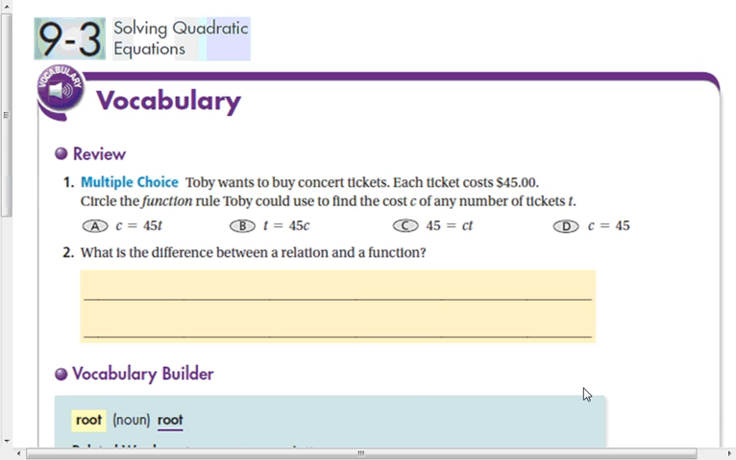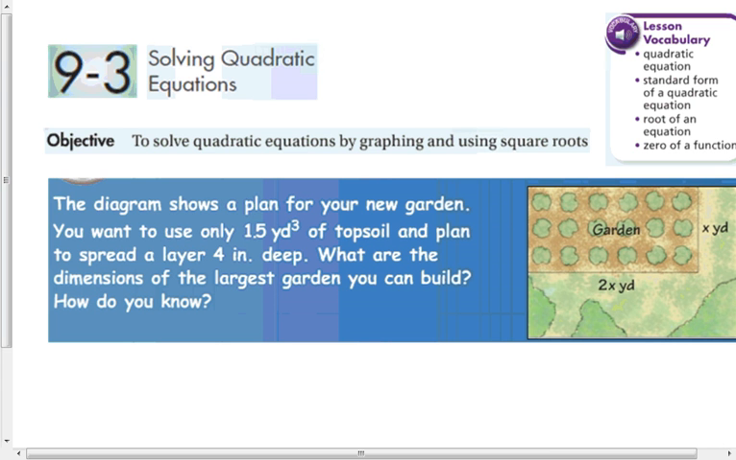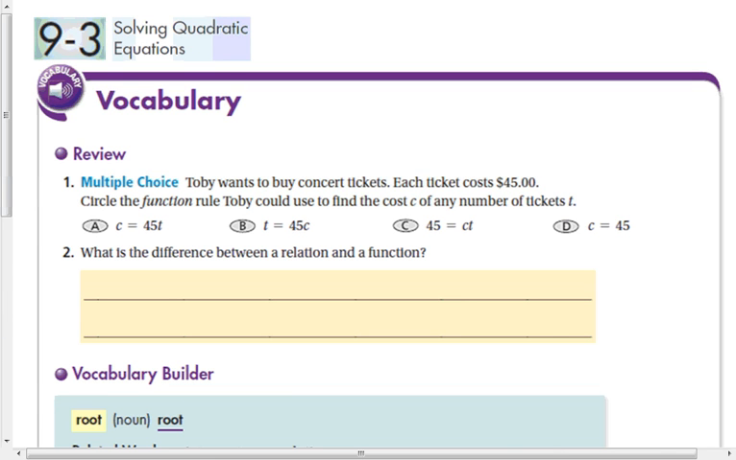Hey students, this is lesson 9.3, solving quadratic equations. What we're going to learn how to do is solve quadratic equations by graphing and using square roots. Go ahead and do the review here and I'll check back with you.